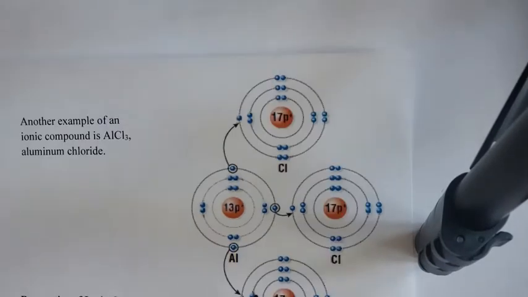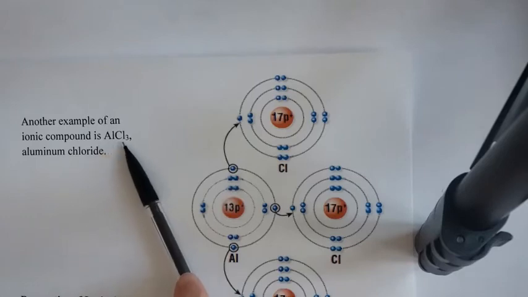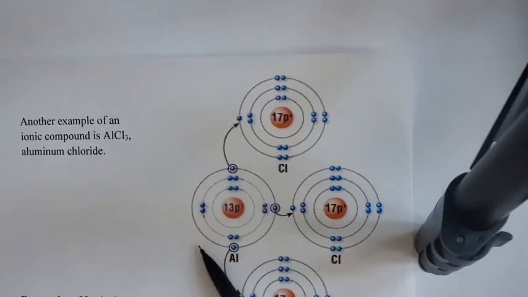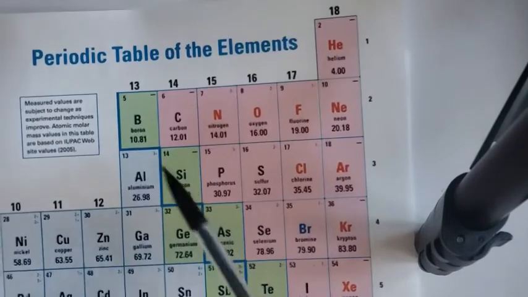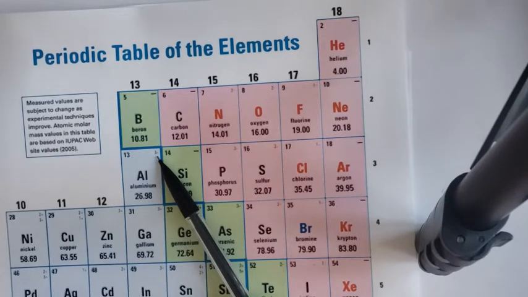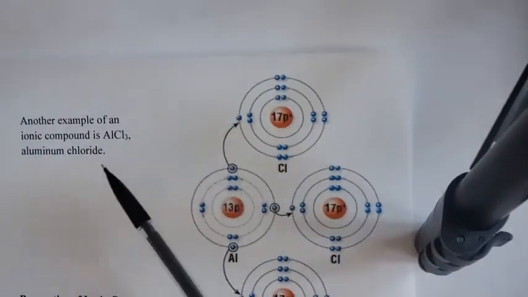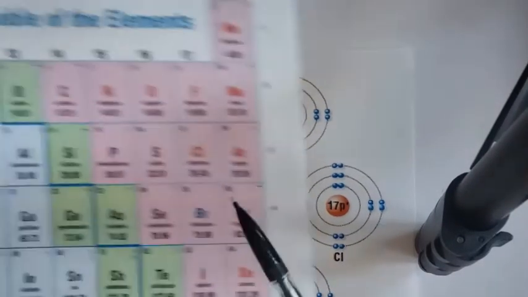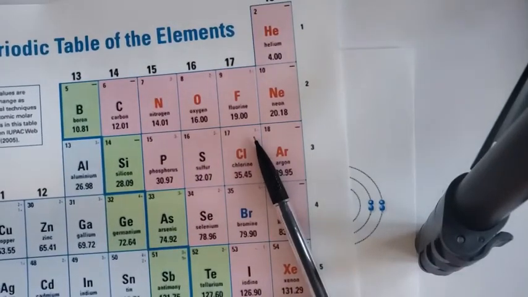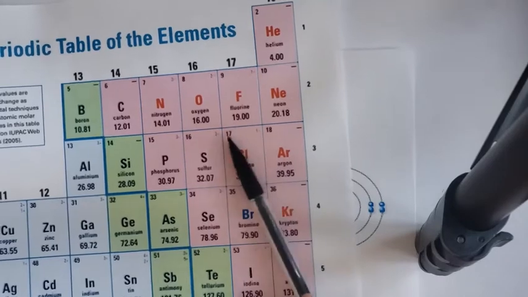Another example of an ionic compound is aluminum chloride. So aluminum, when I look at my periodic table, it says +3. So +3 means that it needs to lose 3 electrons to have a filled outer shell. Well, chlorine, get my periodic table back, is -1. So chlorine only needs to gain 1 electron to have a filled outer shell.